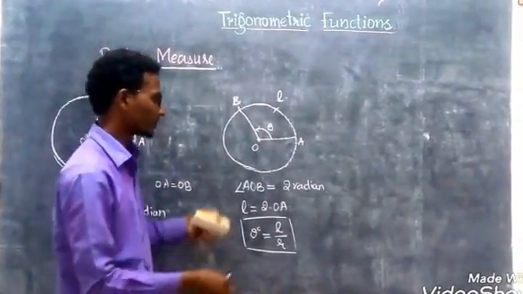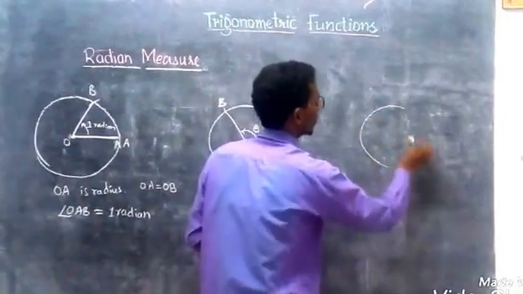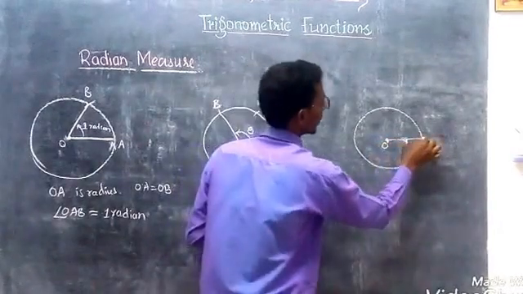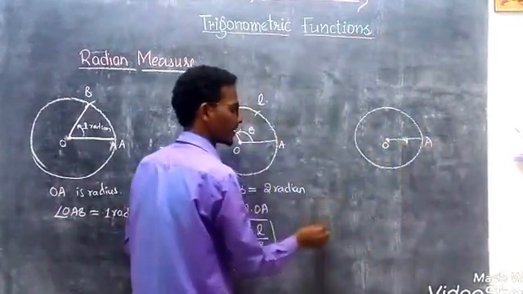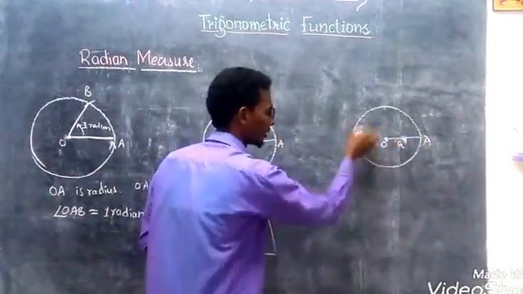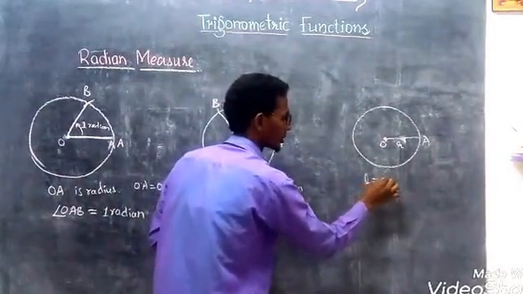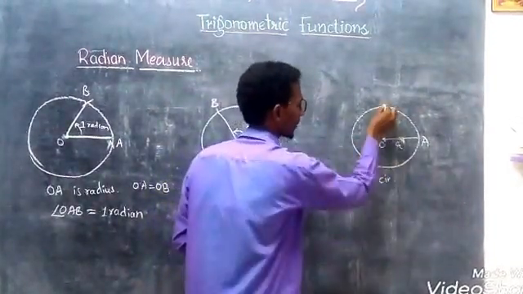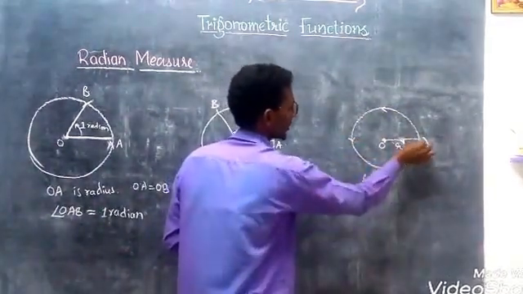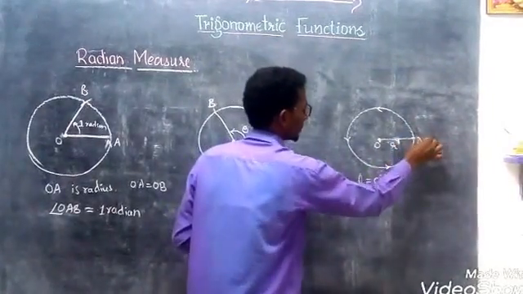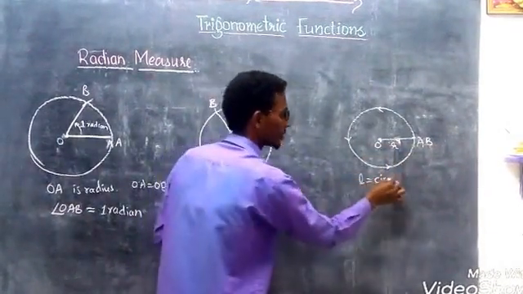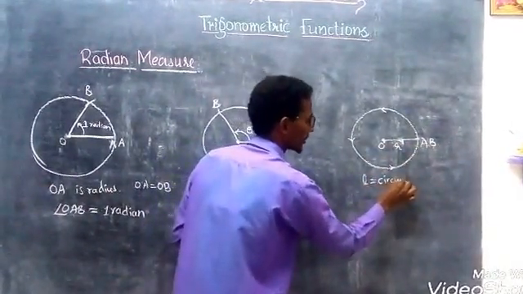So if I take one complete revolution, suppose O is the center and OA is the radius. Let this radius be r, and one complete revolution. So L is equal to the circumference now. I have come from OA, completed one revolution and reached the same OA, and OA and OB are coinciding now. So L is equal to the circumference of the circle.